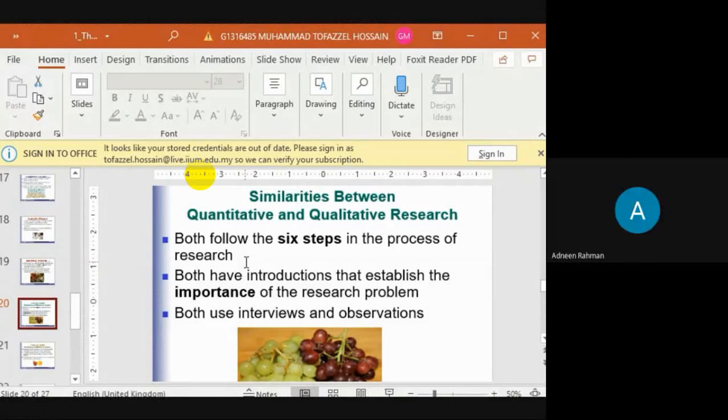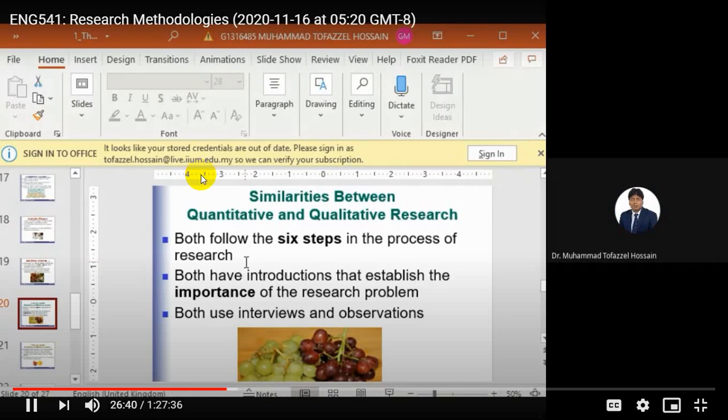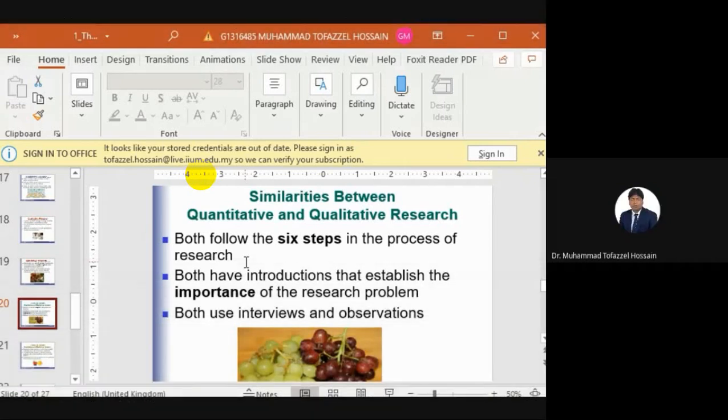And both use what? Interviews and observations. In both cases, but the style of interviews and observations will probably be different. It can be a qualitative interview, and it can also be a quantitative interview. Observations may be quantitative and also qualitative, but the purpose and the interpretation must be different. So you see the picture.